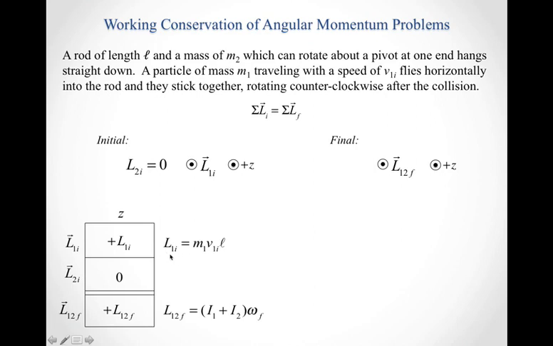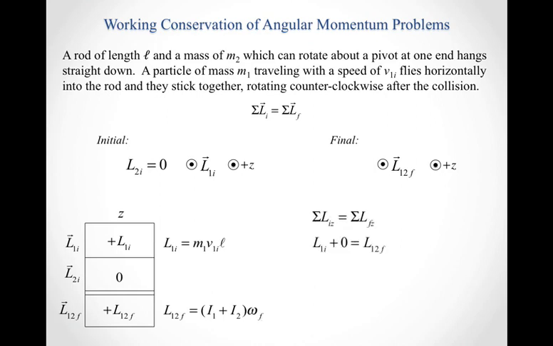The angular momentum vector for my particle, well, I know I can calculate the angular momentum for a particle as the mass of the particle times the speed the particle is moving times the perpendicular distance from the pivot to the line of motion of the particle. And in this case, that happens to be the full length of the rod. So m1 v1 initial times little l, the length of the rod, is the initial angular momentum for the particle. The final angular momentum for my system, where objects 1 and 2 are stuck together, is just the total rotational inertia, I1 plus I2, times the final angular speed at which the system rotates.